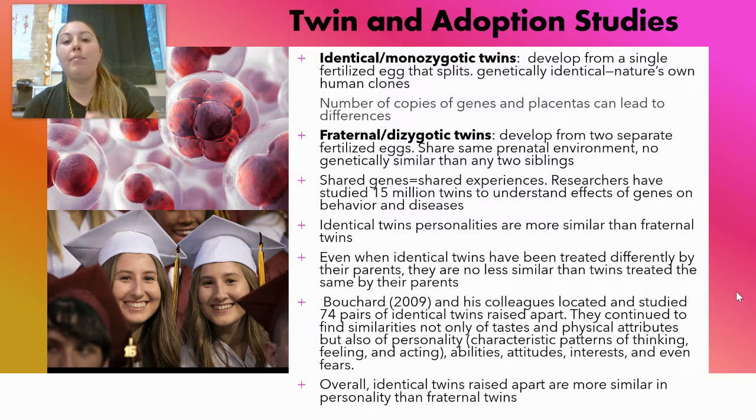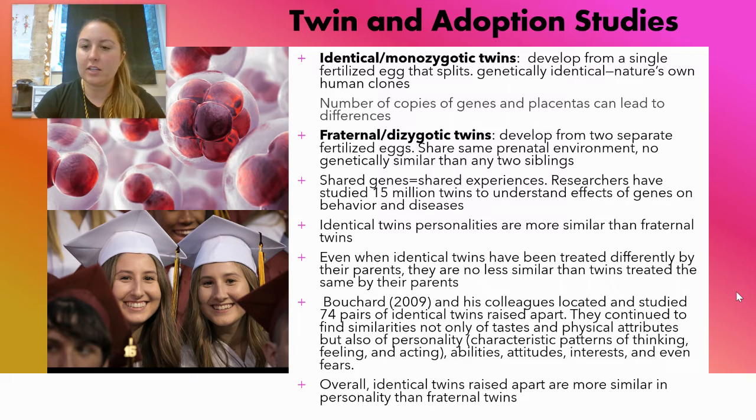A couple of things can make some differences in identical twins. Though they have all of the same genes, the number of copies of genes that each twin has could be different. For example, let's say two twins inherit the gene for schizophrenia, and one develops it and the other doesn't. The twin that developed it could have had more copies of that gene than the twin that didn't. They both have it, but this one has more of it. Also, sometimes the twins can have two different placentas, which can lead to one baby getting better nutrition than the other, and that can also lead to changes in the twins. So that's identical, or monozygotic.